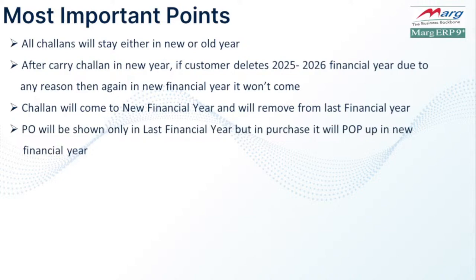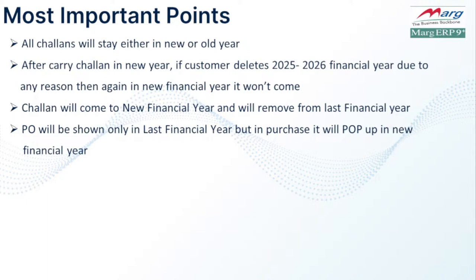PO will be shown only in the last financial year, but in purchase it will pop up. What does that mean? It means all the POs which were created in the last financial year will remain in the last financial year, but whenever you are creating any purchase bill for that particular ledger or party, it will pop up. So if there is any PO which was created in the name of XYZ, whenever you are creating a purchase for XYZ, it will pop up. So you will see the pop-up but not the PO in the new year.